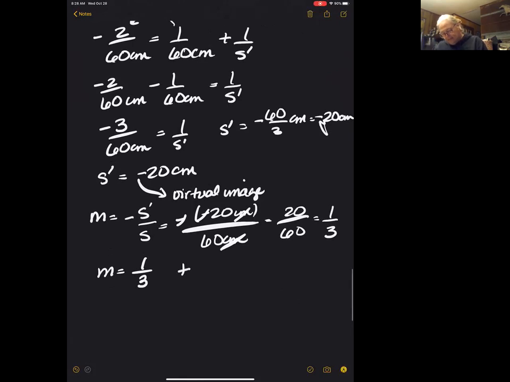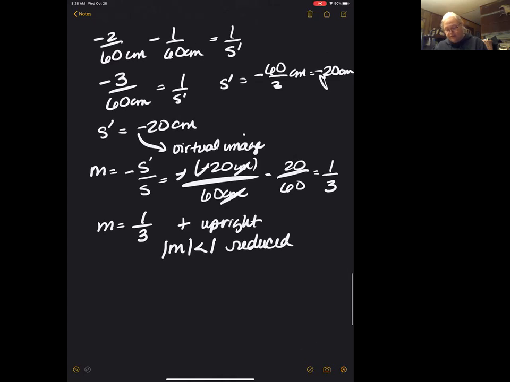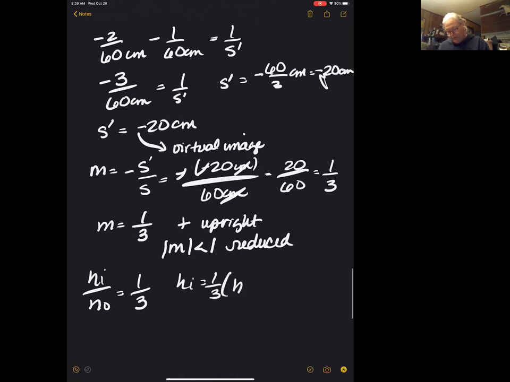It's plus, so it's upright. And the magnification magnitude is less than 1. So that means it's a reduced image because my image is 1/3 of the height of my object. So HI over HO is equal to 1/3. Okay. So that means that the height of my image is 1/3 of the height of my object.